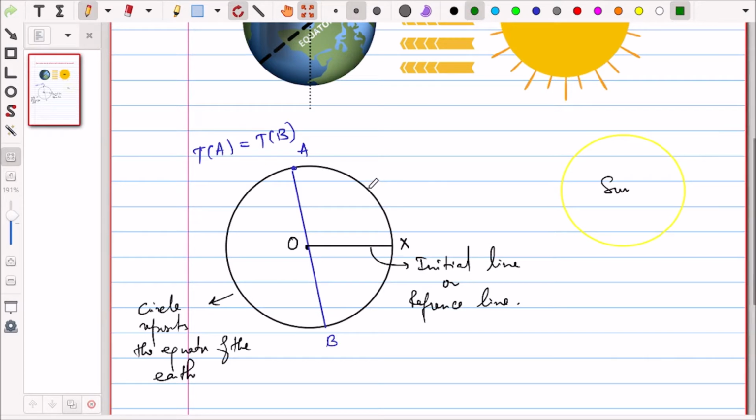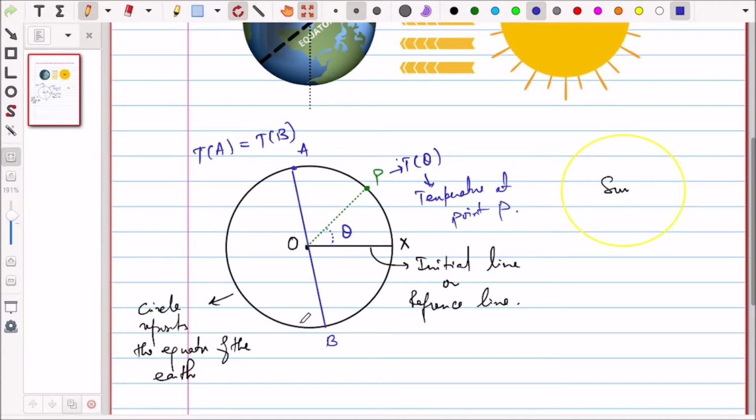If I have any arbitrary point P which lies on this equator of the earth, then I can represent this point P by the angle which the line OP makes with OX. I can uniquely represent this point P by the angle theta, where theta is the angle that OP makes with OX. The point P is represented by T theta, and we call it T theta because this represents the temperature at point P. So T theta represents the temperature at point P.